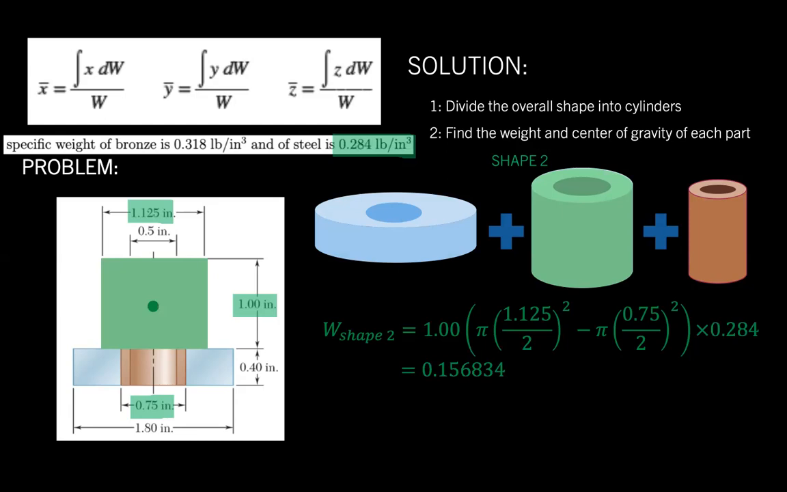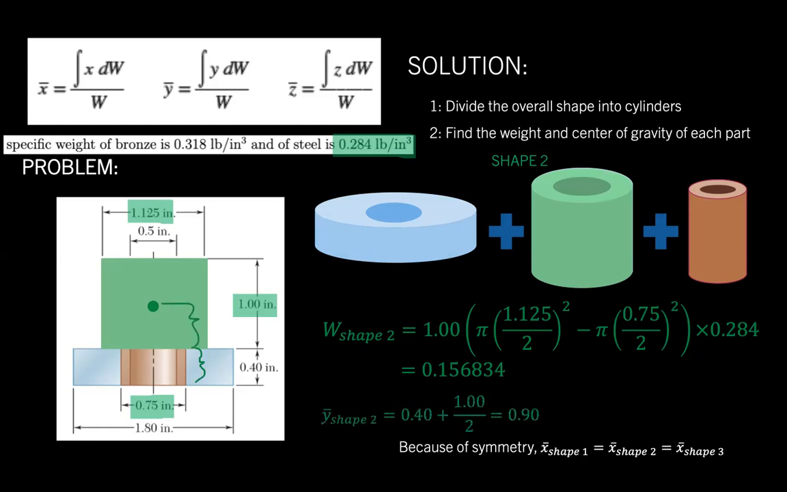Next, we want to locate the centroid. The centroid of shape 2 is composed of 0.40 inches, and then we have a portion 0.50 inches, because 0.40 plus 1.00 over 2 is equal to 0.90 inches total. That is the location of the centroid from the origin, which is the base.